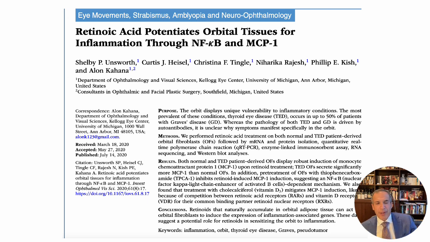This is our paper in the ARVO journal IOVS on the role of retinoic acid and vitamin D in regulating orbital inflammation in patients with thyroid orbitopathy.